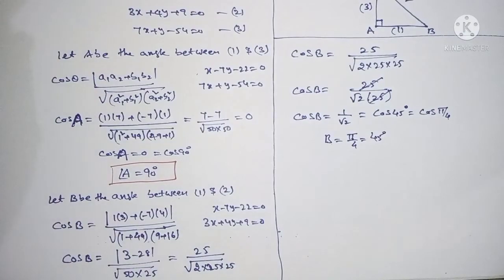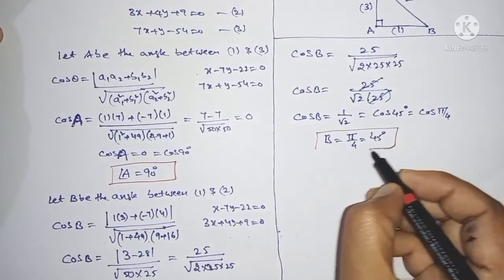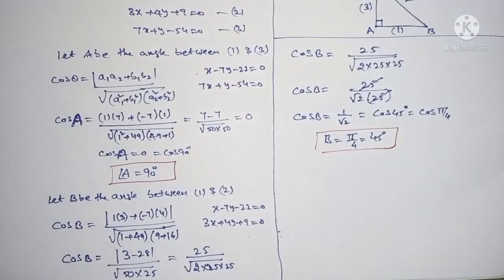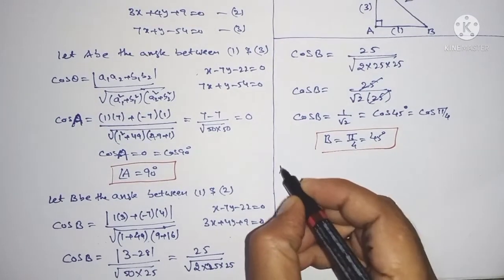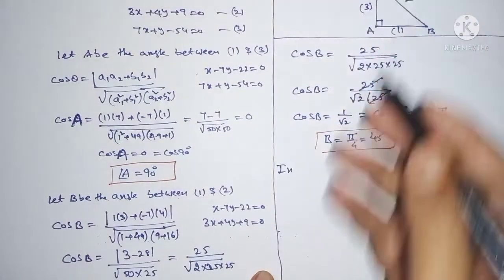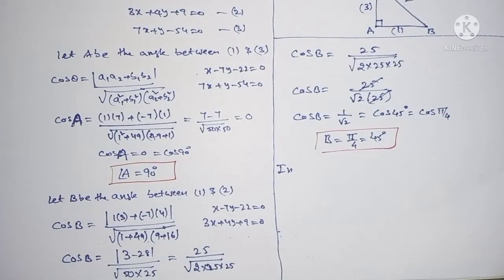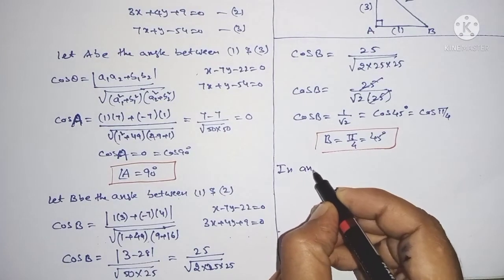You got your B value. Similarly you can find here 3 and 2, or by the simple method we have in a triangle. Again you can apply the 3 and 2 equations and apply the formula also. I am not applying it here. You can do it in any triangle.